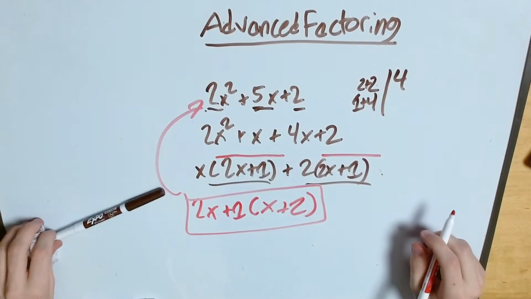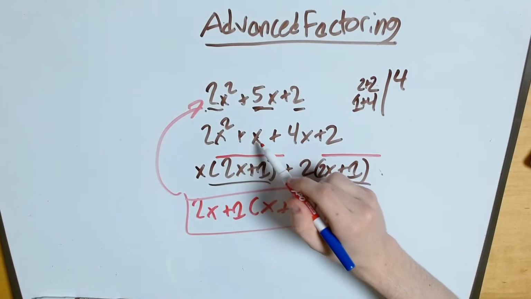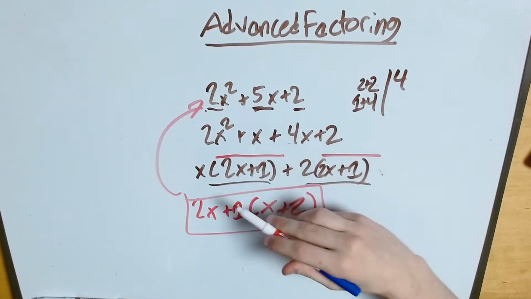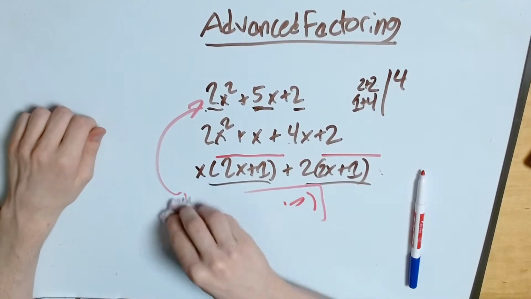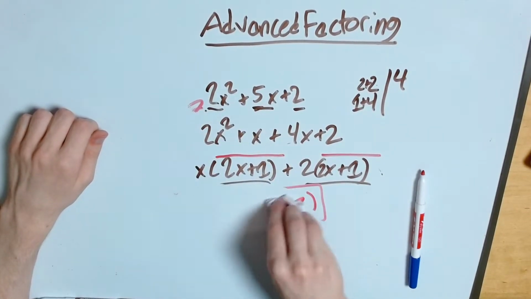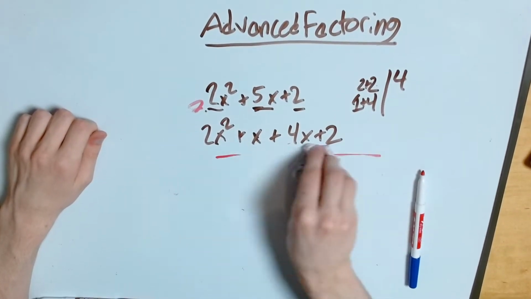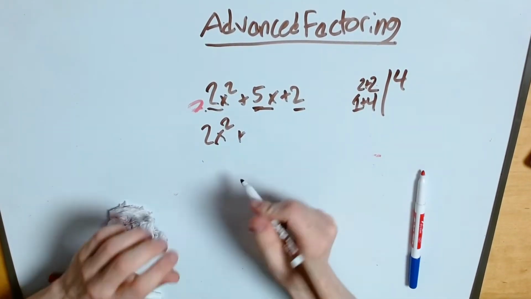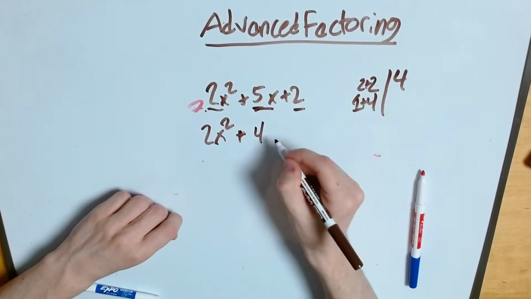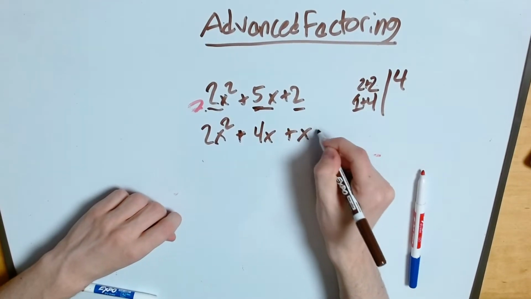Now you might say, okay, well, why did you put the 1 and the 4 in those places? Are we going to get a different answer if we change the order? No, we're not. And to demonstrate that, I'm actually going to do just that. I'm going to switch the order. So we're going to have 2x squared plus 4x plus x plus 2.